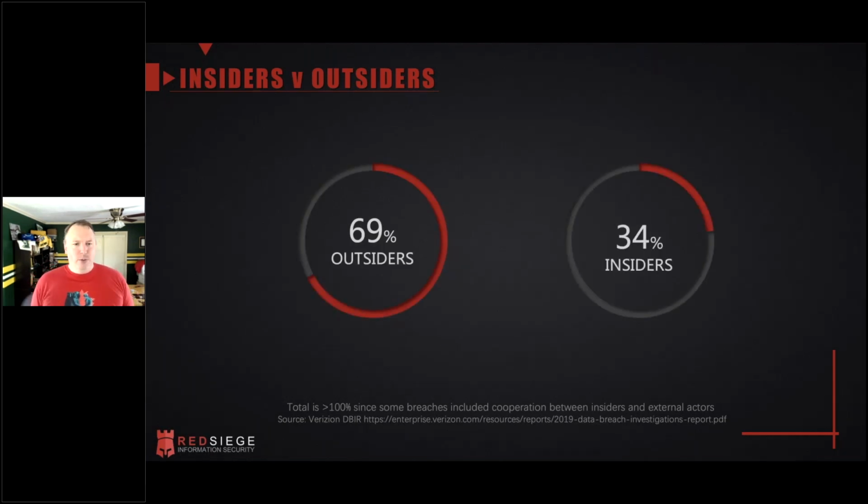This is from the 2019 Verizon Data Breach Report, where we've got 69% are outsiders, 34% are insiders. That's a significant number. In fact, when I compared that versus the previous year, 2018, it was about an 8 to 10% increase on the insiders. I'm trying to remember the exact number. Now, if you look at these numbers and you add them up, you're like, Tim, that's more than 100. That's because sometimes they're actually working together.